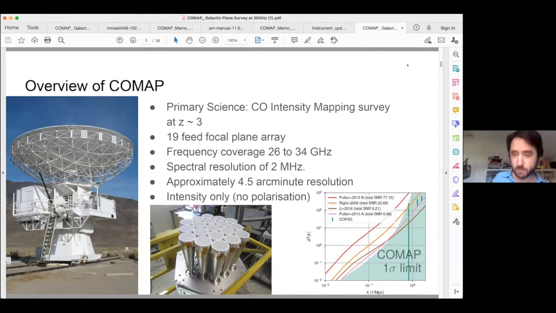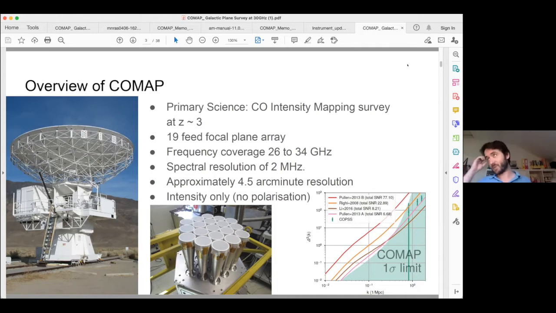So the technical points of the instrument: we are a 19-feed focal plane array. We have a 26 to 34 gigahertz frequency range, which is split up into 2 megahertz bands. So we have reasonable spectral resolution. We're not quite a spectroscopic instrument, but we have a lot of spectrum to play around with to handle systematics mostly. And we're at 4.5 arc minutes resolution, and we are intensity only.